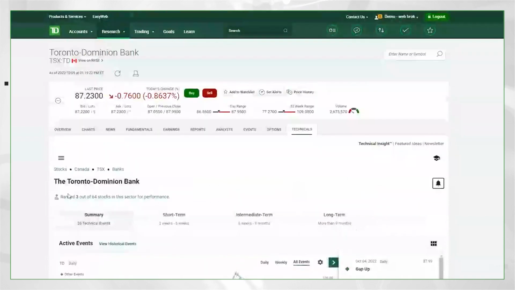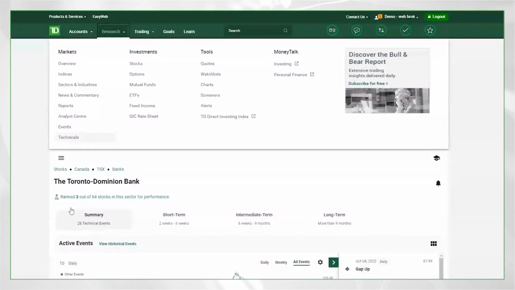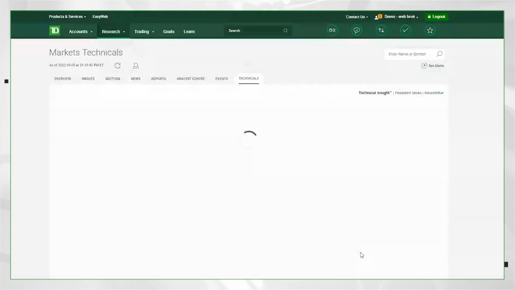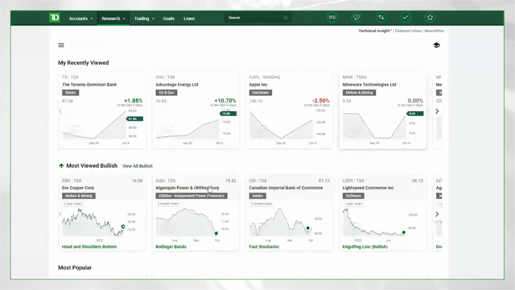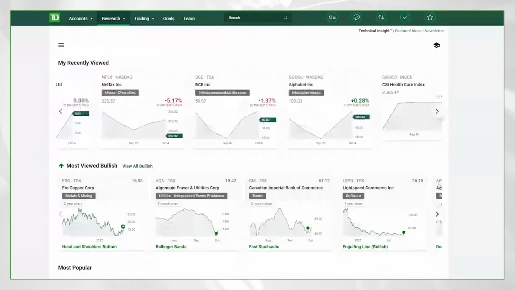But let's just go right back into the main page and go right to your technicals. And maybe just spend a little bit of time on here because there's a lot of information. I get a lot of questions on this. What does this all mean? Right, so these are all what you've recently looked at from your personal ID when you've logged in, my recently viewed.